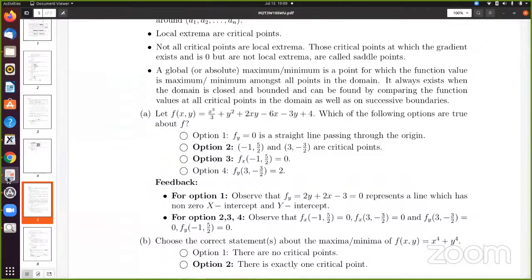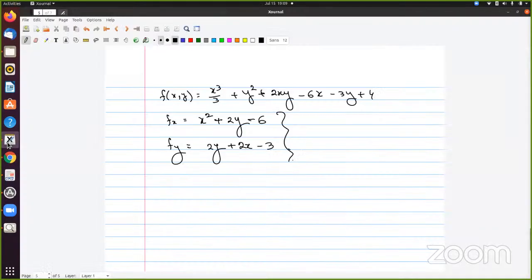Now the first option was: fy, the partial derivative of f with respect to y, is a straight line passing through origin. Is it correct? Is this one passing through origin? No, sir. It's not passing through origin, right? Okay, great.